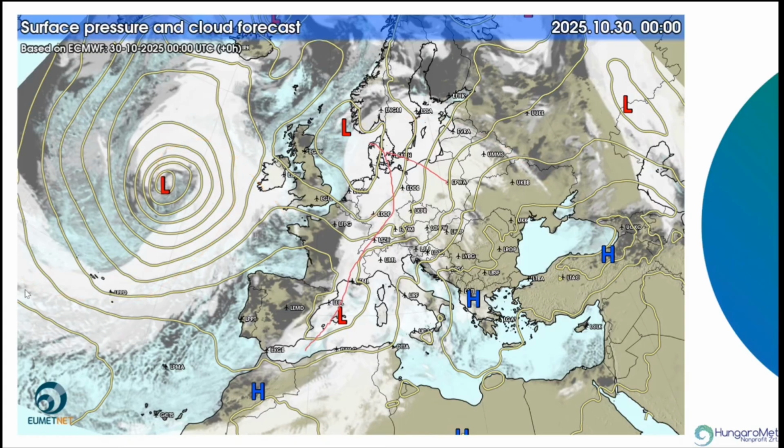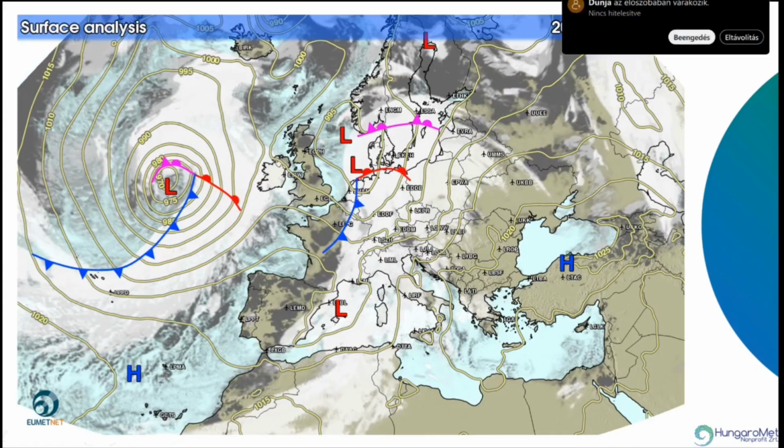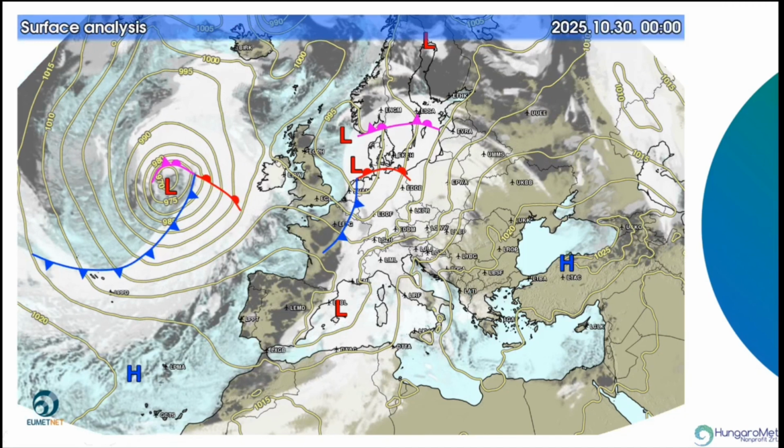All right, great. So as you can see, this was prepared by my colleagues. This is the surface analysis for, once again, the same time. As you can see, there is a cyclone over the Atlantic Ocean, and there is also another cyclone over sort of Germany, Northern Europe, with a frontal system that could, depending on how you prefer to draw the fronts, go down to the Mediterranean.